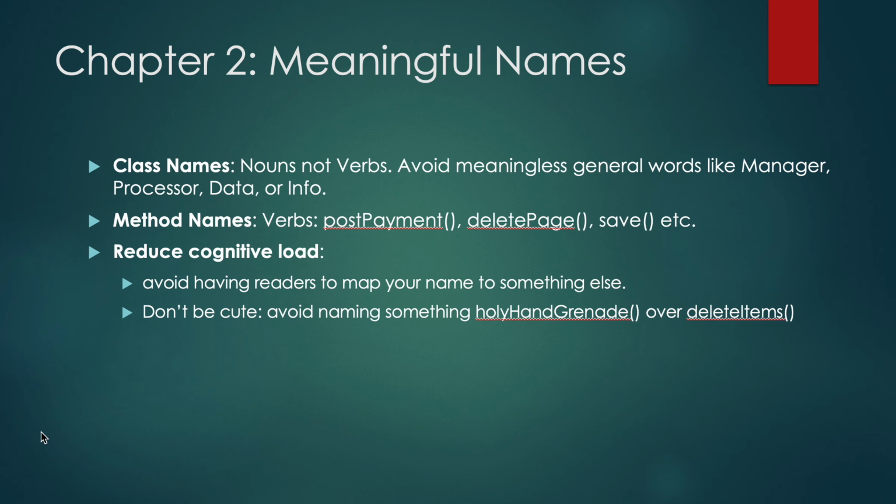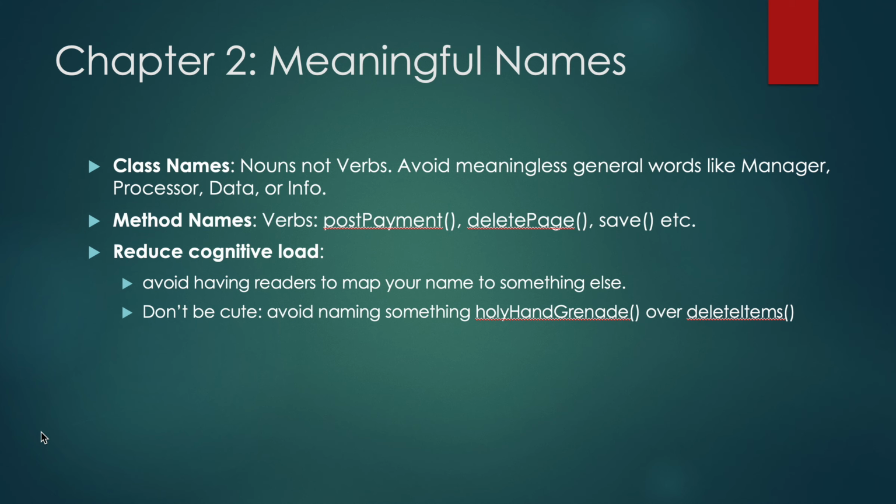So yeah, the other tip on naming is, class names are usually nouns, not verbs. So account is a noun, or date, or person record retriever, right? So a class that retrieves person records. And avoid meaningless general words like manager, processor, data, or info, because these don't really tell you anything.